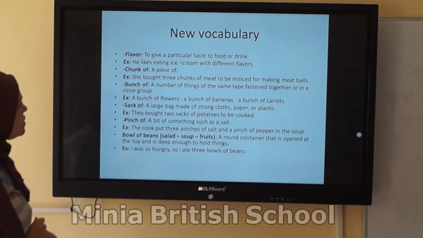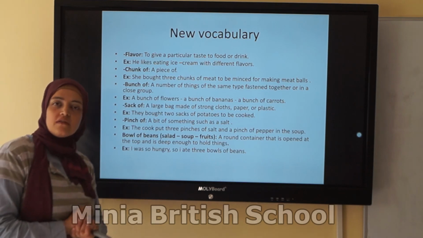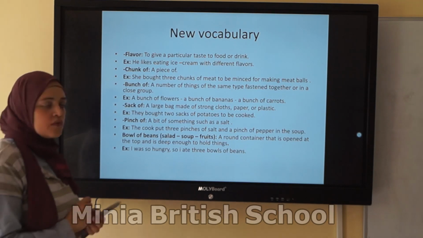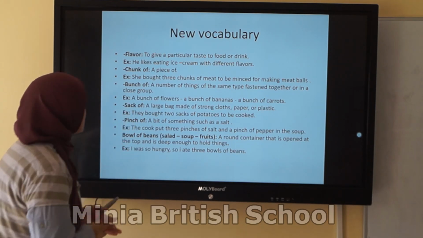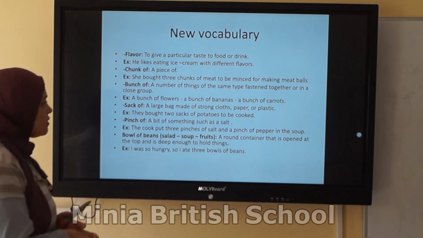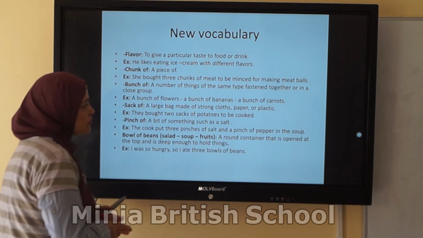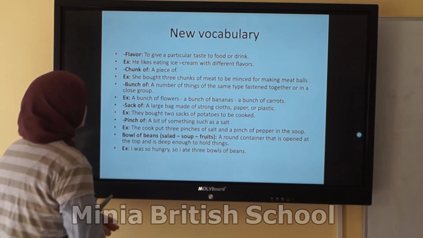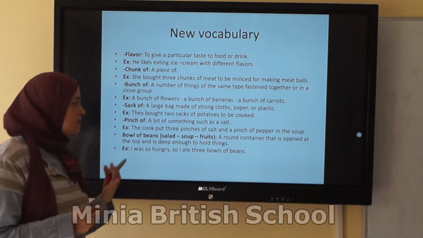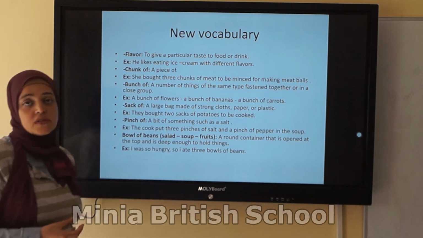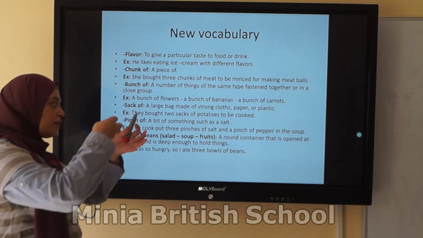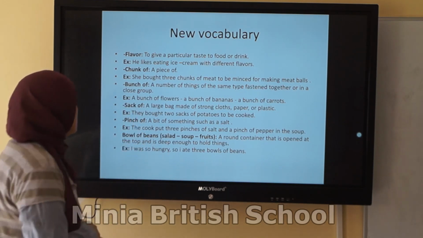Flavor, as we said, it's a particular taste given to things. Chunk, a piece of something, as we said, things that are fastened together. And sack: when she said a sack of potatoes, a sack is a large bag made from strong cloth, paper or plastic. A pinch of, a bit of something such as salt. And I can say powdered meat, powdered salad, soup, fruits. And a bowl, as we said, is a ceramic container that is deep inside, enough to put many things inside.